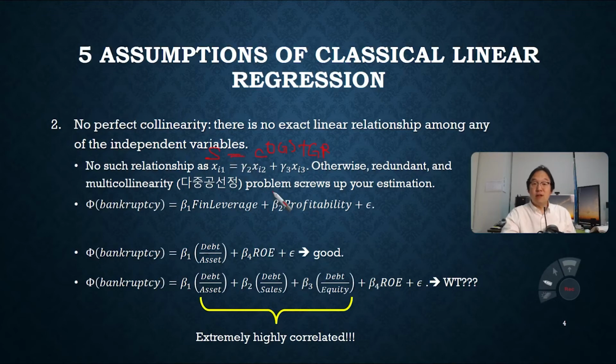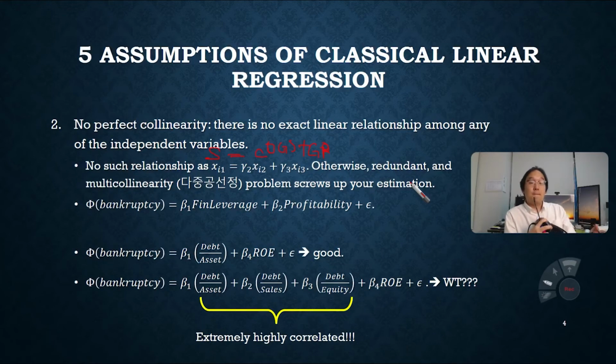Make sense? So sales is nothing but a linear combination of cost of goods sold and gross profit. The gamma could be something similar to 1 or something. So it's a linear combination of the other two.